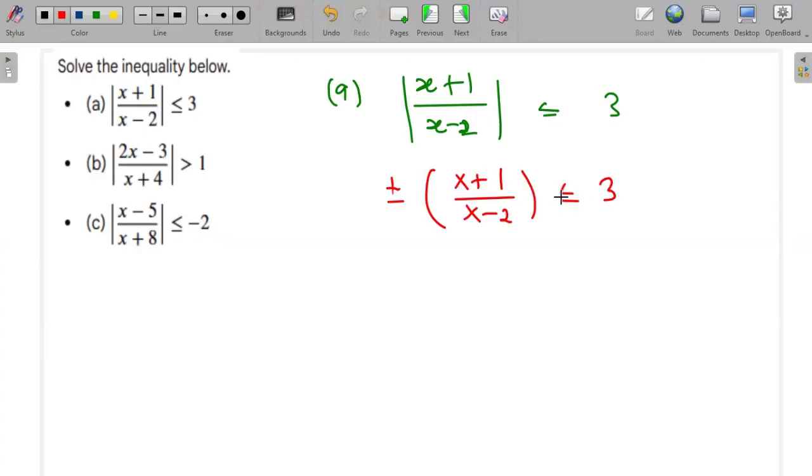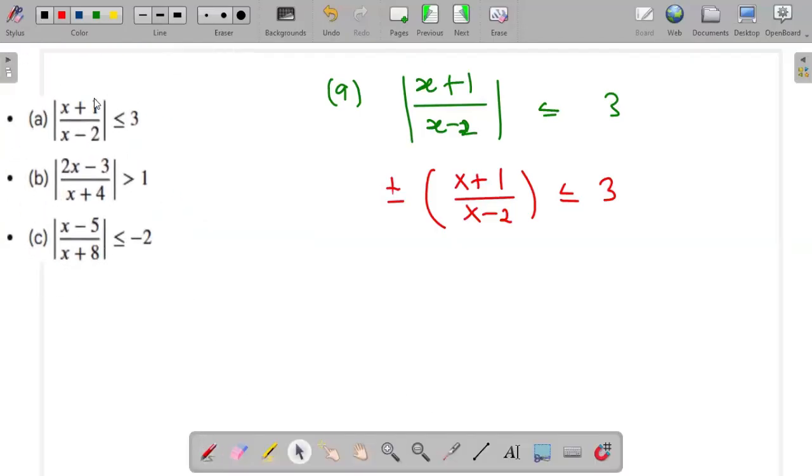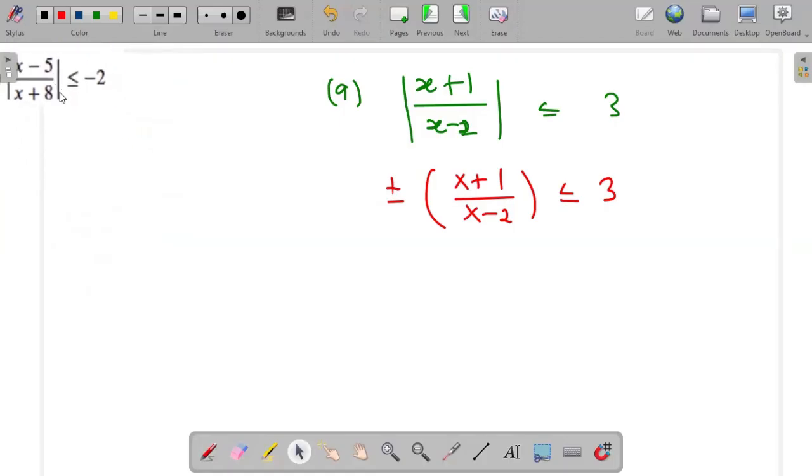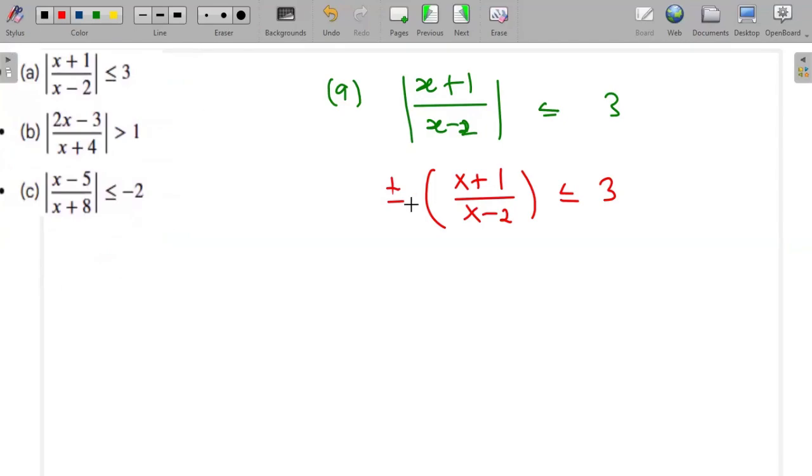All right, so multiply by the positive. What are we going to get? Let me hide this to save some space. I will just put it at the corner like that. So if I multiply by the positive, I'm going to have x plus 1 divided by x minus 2 less than or equal to 3. If I multiply by the negative, it will be minus x plus 1 over x minus 2 less than or equal to 3.